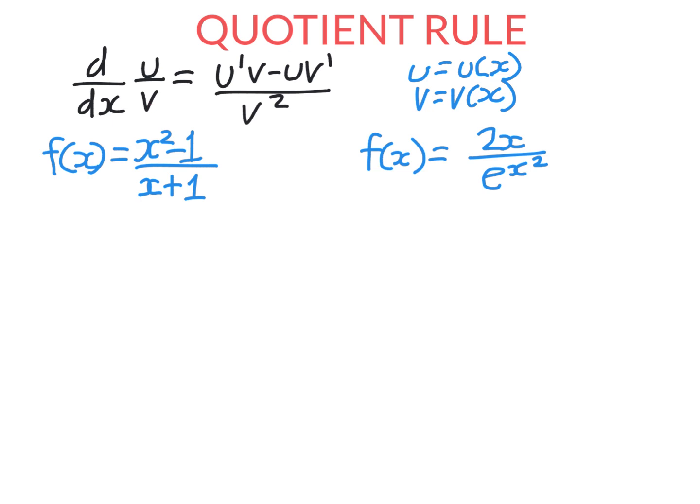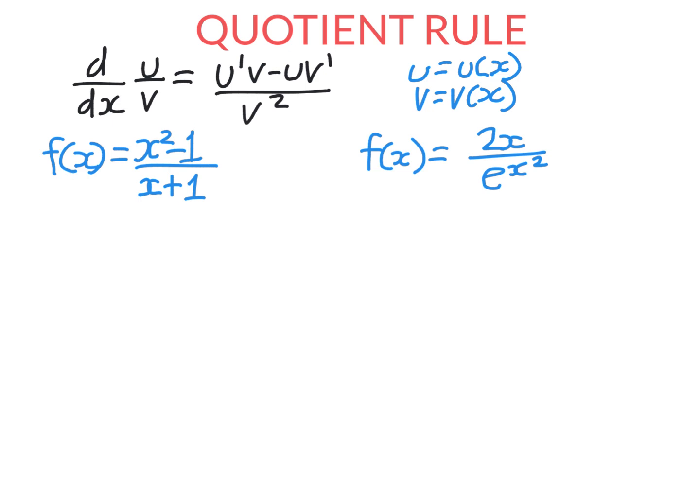So to differentiate such a function, we take derivative of the top times the bottom minus top times derivative of the bottom, and then all over the bottom squared. Okay, it's a bit more complicated than the product rule, but let's look at an example.